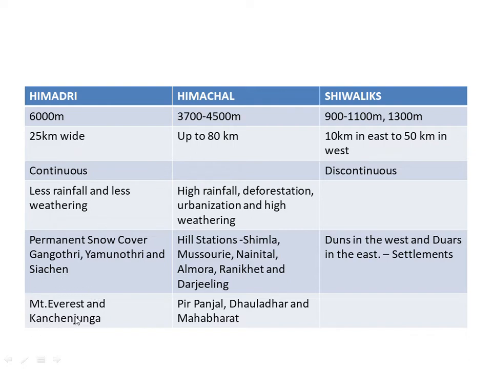Everest, the highest peak of the world, that is 8848 meters. In Tamil we may say, எட்டு எட்டா நாலு எடுத்து வச்சா எவரெஸ்ட் போயிடலாம். And the second highest peak is Kanchenjunga, that is in between Sikkim and Nepal. And we have some important ranges in the Himachal: Pir Panjal range, Dhauladhar range, and Mahabharat range.